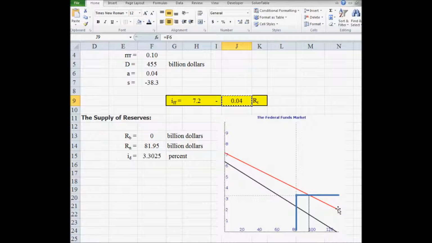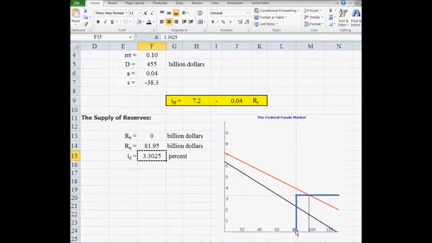Demand crosses the initial supply curve on the horizontal section. We call this emergency mode. In emergency mode, the equilibrium federal funds rate has risen to equal the discount rate, which is, again, a price ceiling on the federal funds interest rate. The federal funds interest rate is in equilibrium at 3.3025. The quantity of reserves has to increase.